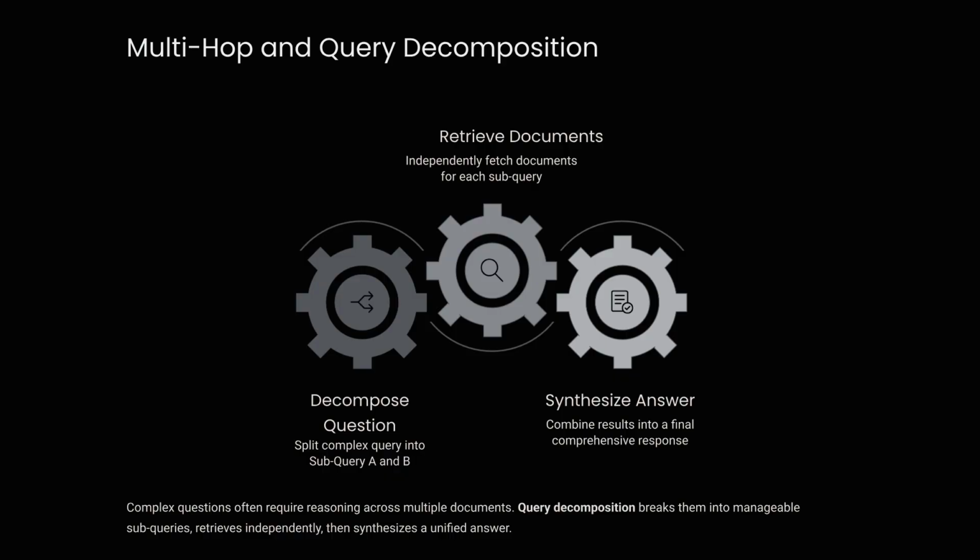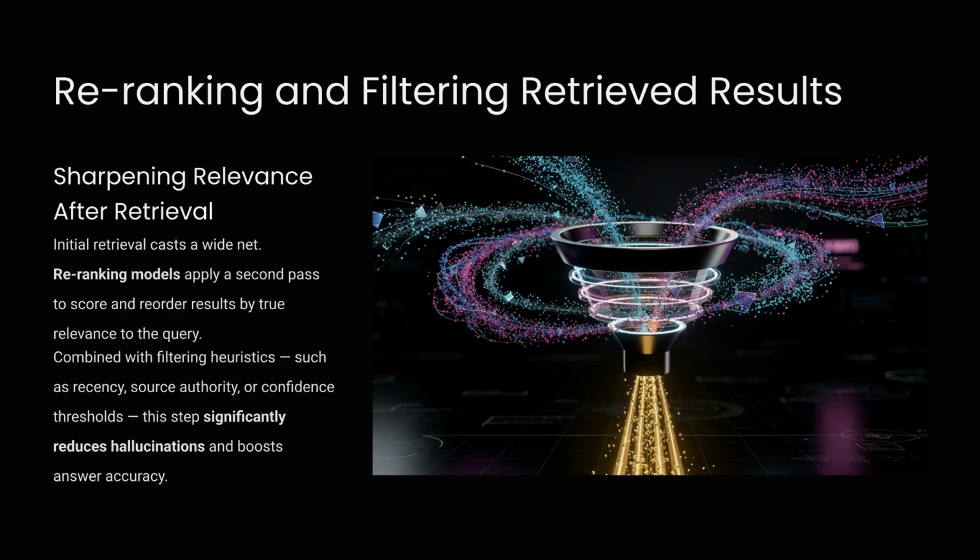For multi-hop questions, query decomposition is essential. It splits a complex query into subqueries, retrieves documents independently for each, and then synthesizes the results into a comprehensive answer. Re-ranking and filtering sharpen relevance. After initial wide retrieval, re-ranking models score and reorder results. Combined with heuristics like recency or source authority, this boosts accuracy and reduces hallucinations.